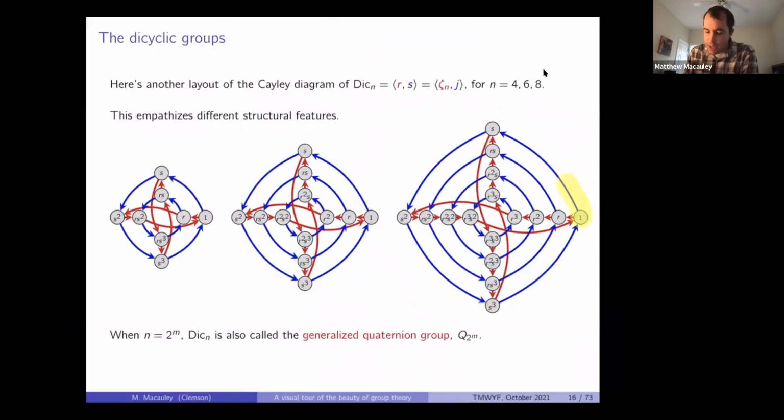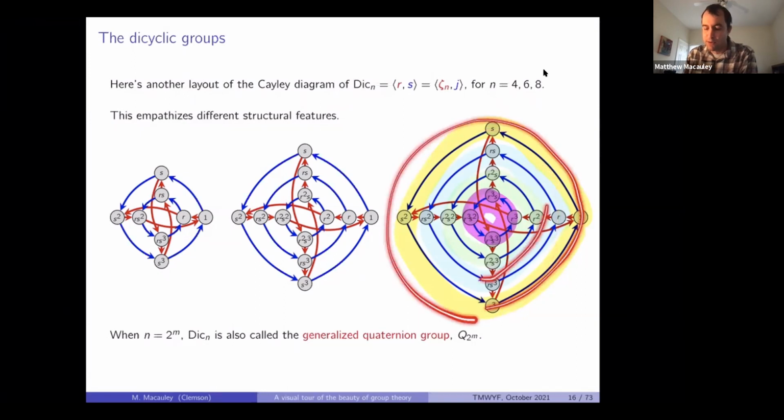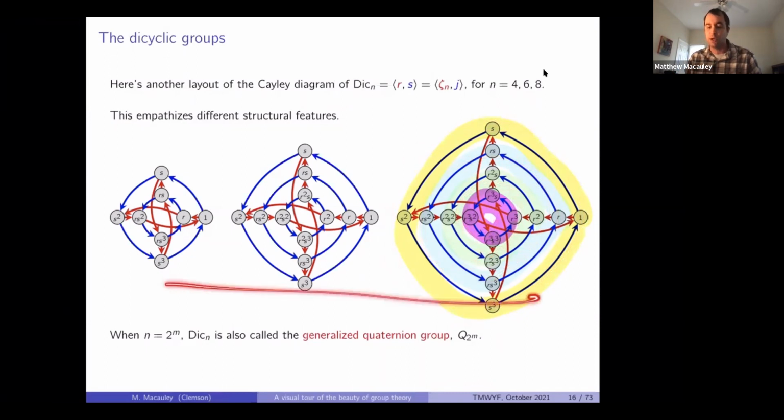Now this outer ring, these are the powers of J. So J squared, J cubed. These are the powers of J times zeta. This is the powers of J times zeta squared. And as you go in, you are getting powers of zeta. So you've got powers of J as you go around, and powers of zeta as you go in. So this is another way to see it, and you see other structural features in here that you don't see in the other picture.